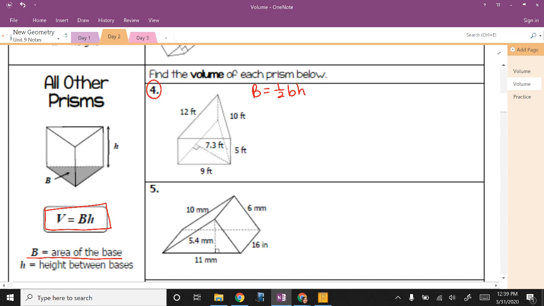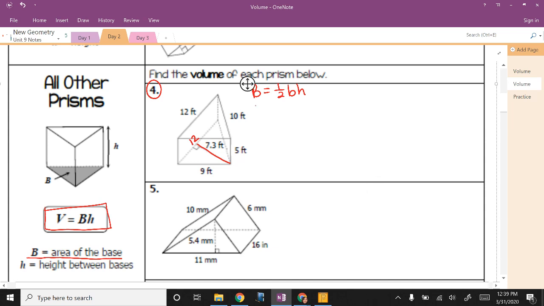So the base of that triangle is going to be 12. Because if you look at this triangle, the one on top and the one on bottom is the same. And the height of it is 7.3.